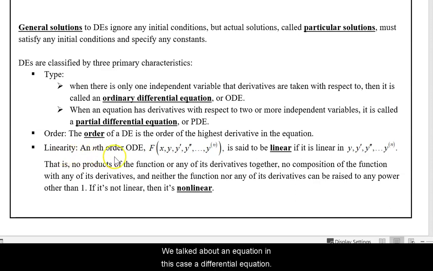When we talk about an equation, in this case a differential equation, and we say that it is linear in the variables x, y, y prime, y double prime, all the way up to whatever your highest derivative is in the equation, we say that it is linear if we do not multiply any of these together, nor compose any of these with one another, nor raise them to any power other than 1. If it's not linear, of course, it's nonlinear. The best way to figure out what is and what is not linear is to look at an example. So let's take a look at some.